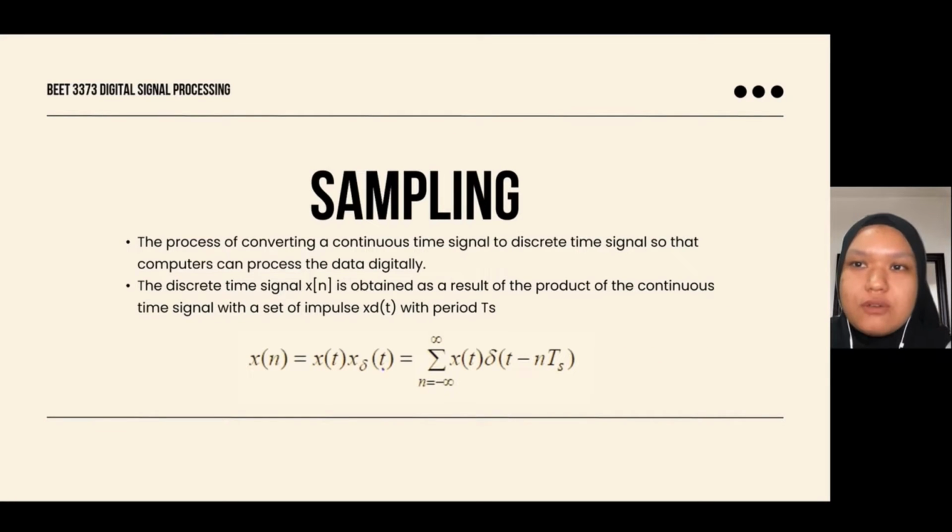So for introduction, what is sampling? Sampling is the process of converting a continuous time signal to a discrete time signal so that the computer can process the data digitally. The discrete time signal x[n] is obtained as a result of the product of the continuous time signal with a set of impulses x(t) with period Ts. As you can see, this is the equation for the sampling.